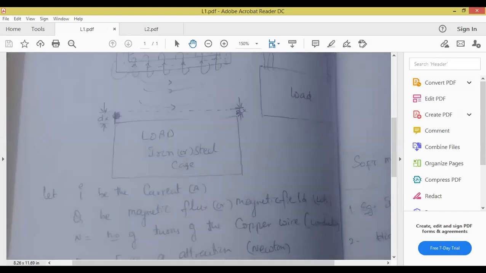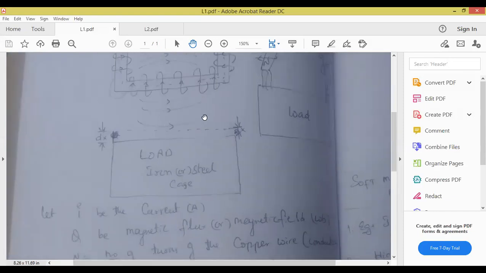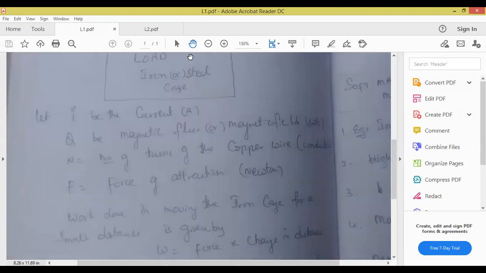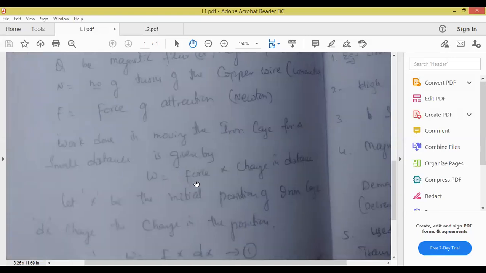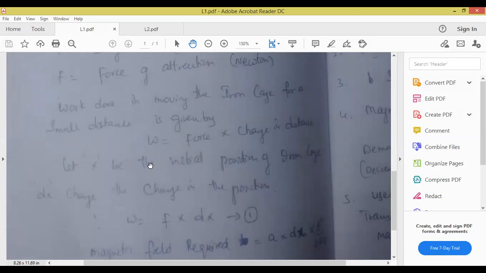Yes or no? So here we are creating magnetic energy, magnetic force, and that force is changing the position of the object. So work done is equal to force into change in the distance. Is it clear, all of you? The formula now: work done, W is equal to force into change in the distance. So what is the next one? Let X be the initial position of iron cage. Now, because of creation of magnetic field, iron cage is moving towards the magnet. So dx be the change in the position of the iron cage. Is this point clear, all the students?